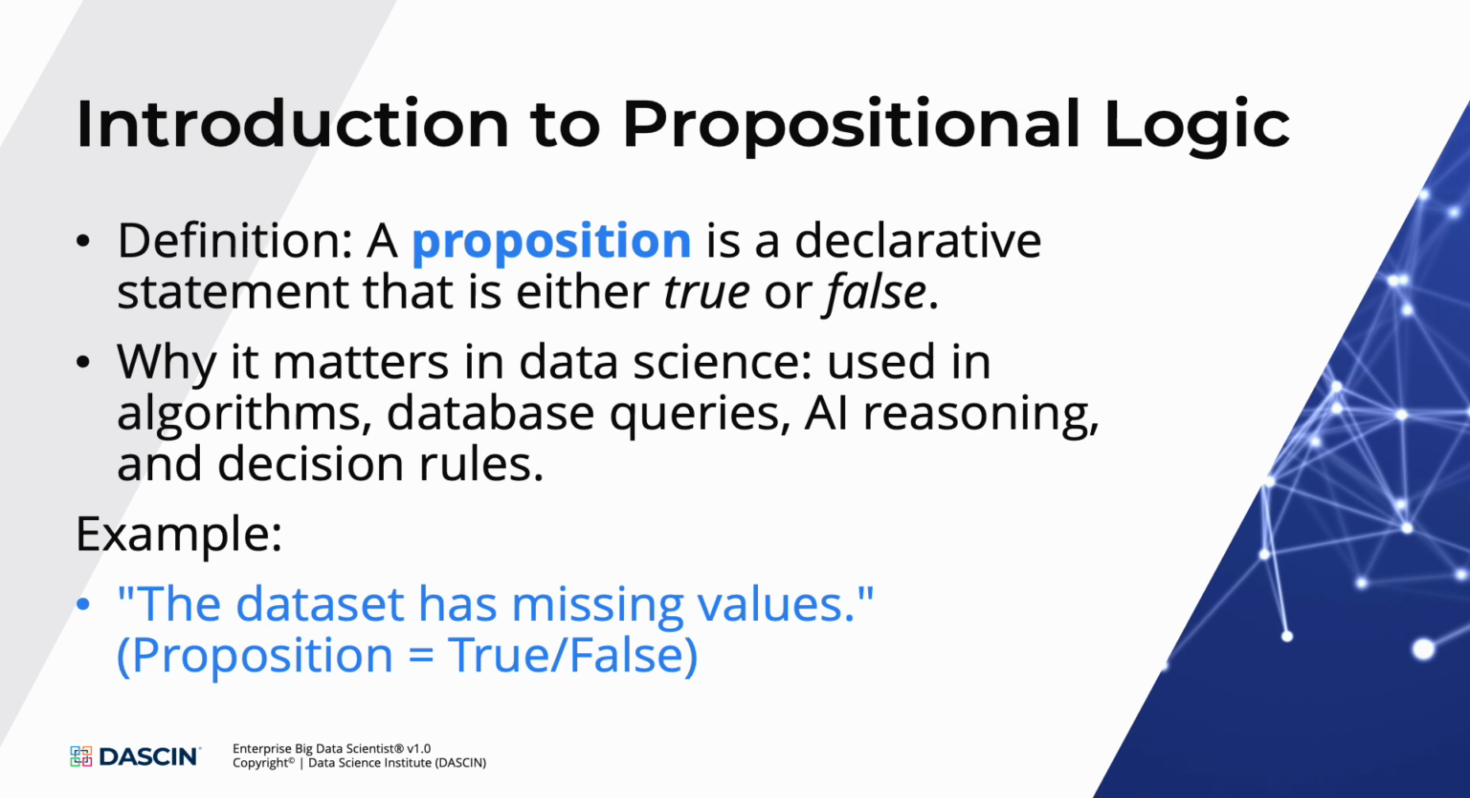A proposition is a simple statement that can only be true or false. In data science, we rely on such statements all the time. Whether it's checking if data is missing, if an algorithm converges, or if a query returns results. Propositional logic is about manipulating these true or false statements systematically.